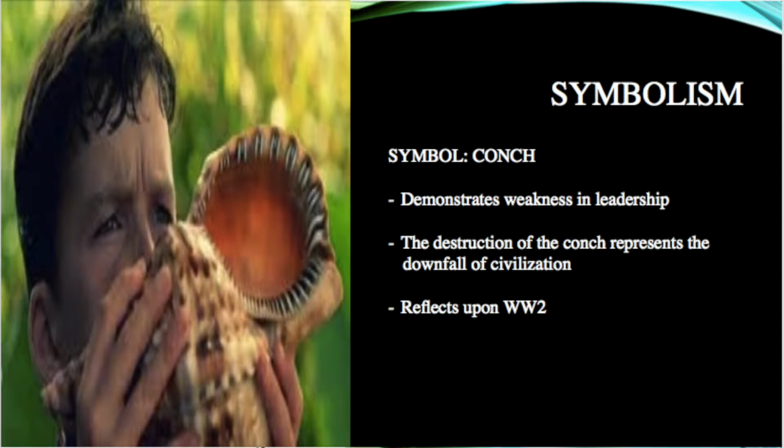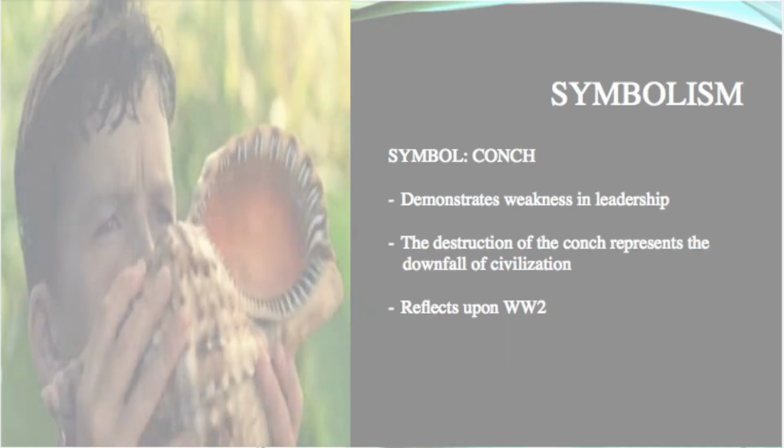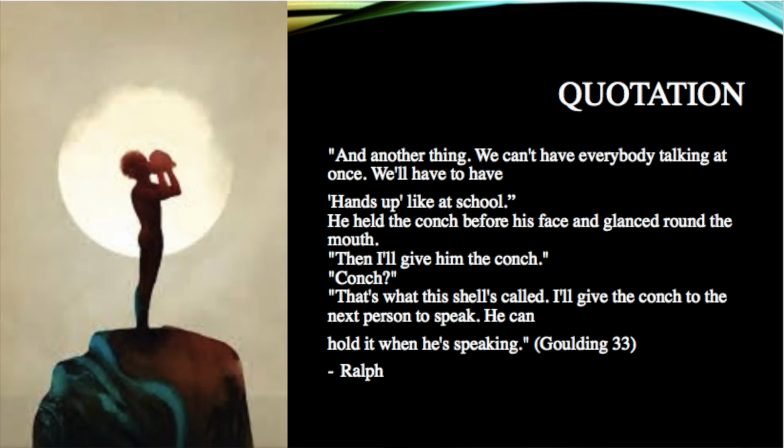It was the first symbol to bring all the boys together when they were separated in the beginning. When Ralph introduced the conch as a symbol of authority, he said, "And another thing, we'll have to stop everybody talking at once. We'll have to put hands up like at school. Then I'll give him the conch." That's what the shell's called. "I'll give the conch to the next person to speak. He can hold it while he's speaking."